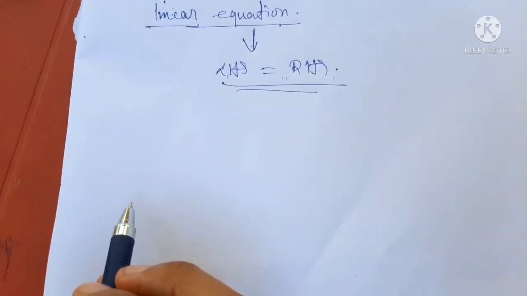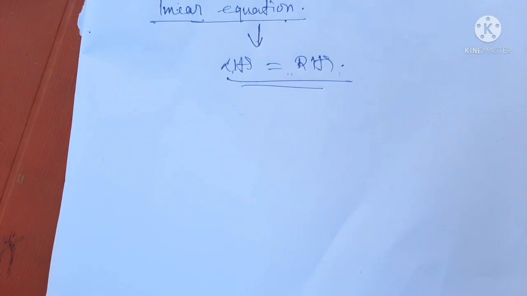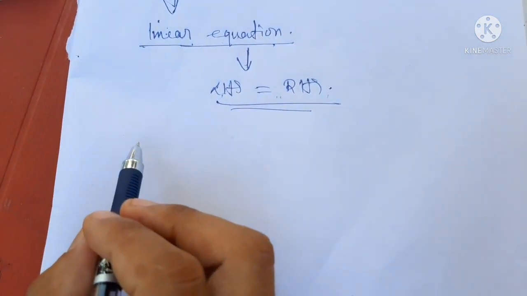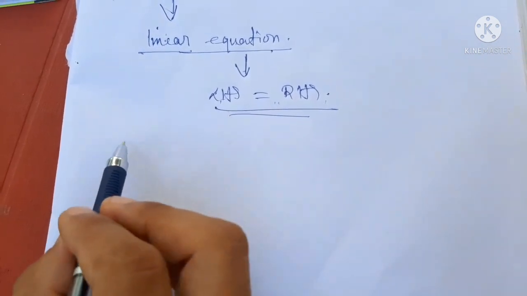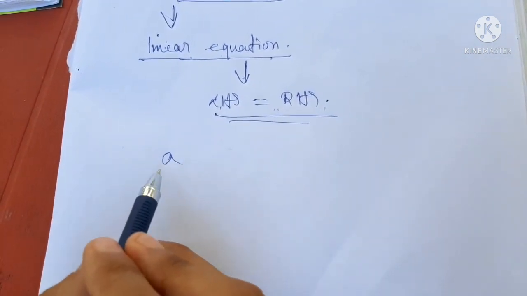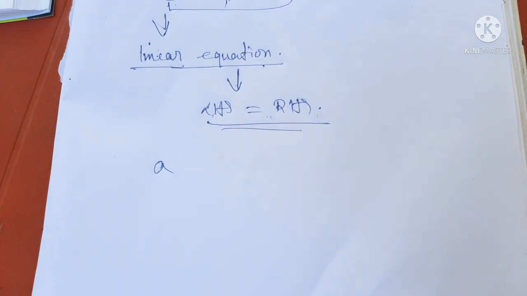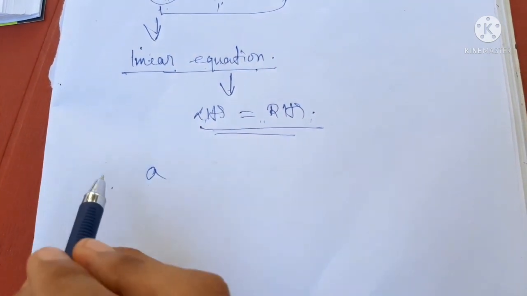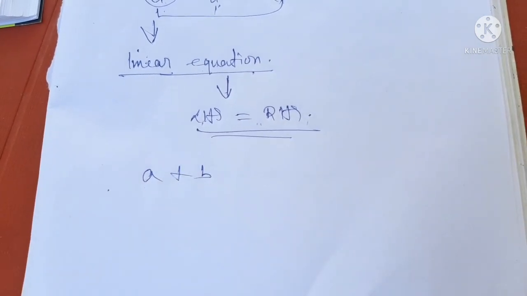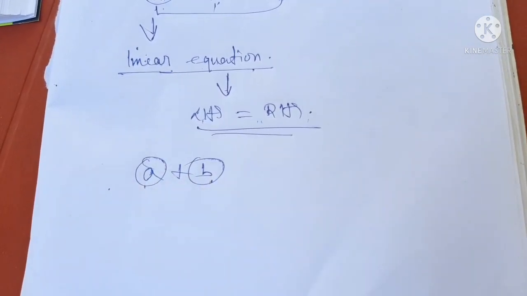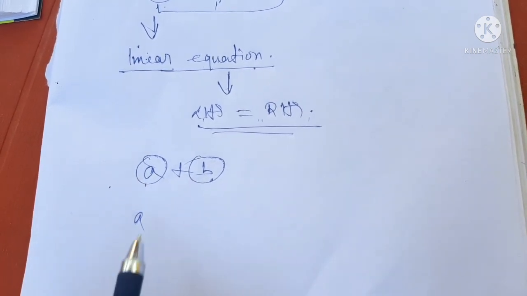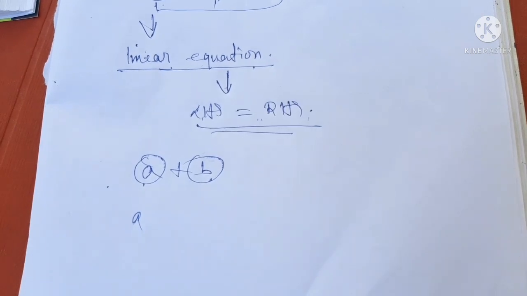If the question is give an example of one variable, the answer will be this. This is also an example of one variable. Or if the question asks for an example of two variable, it will be a plus b. It's two variable, so this will be the example of two variable, and if it's one variable, then only this will be the example of one variable.